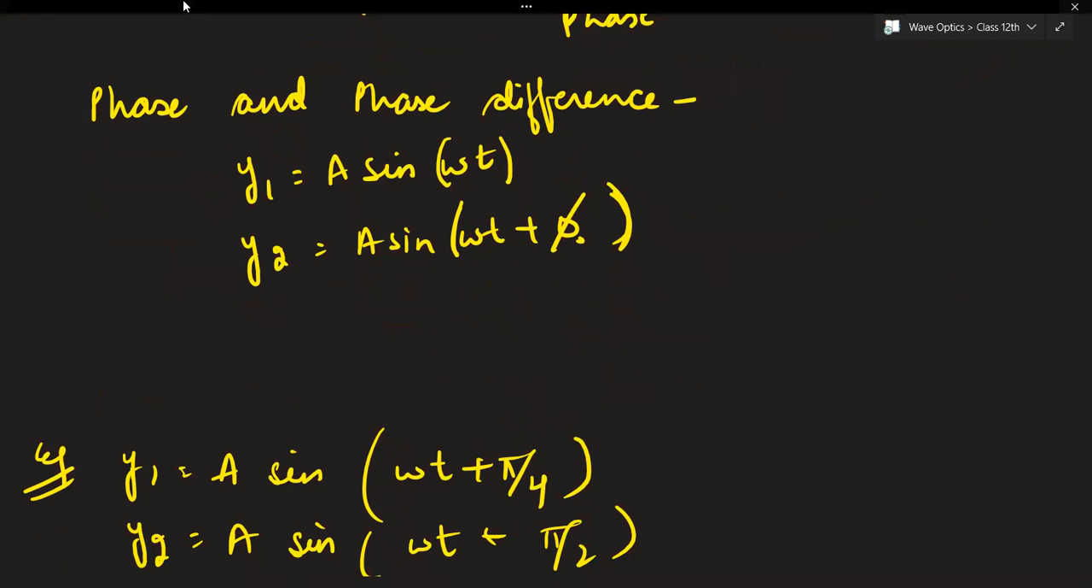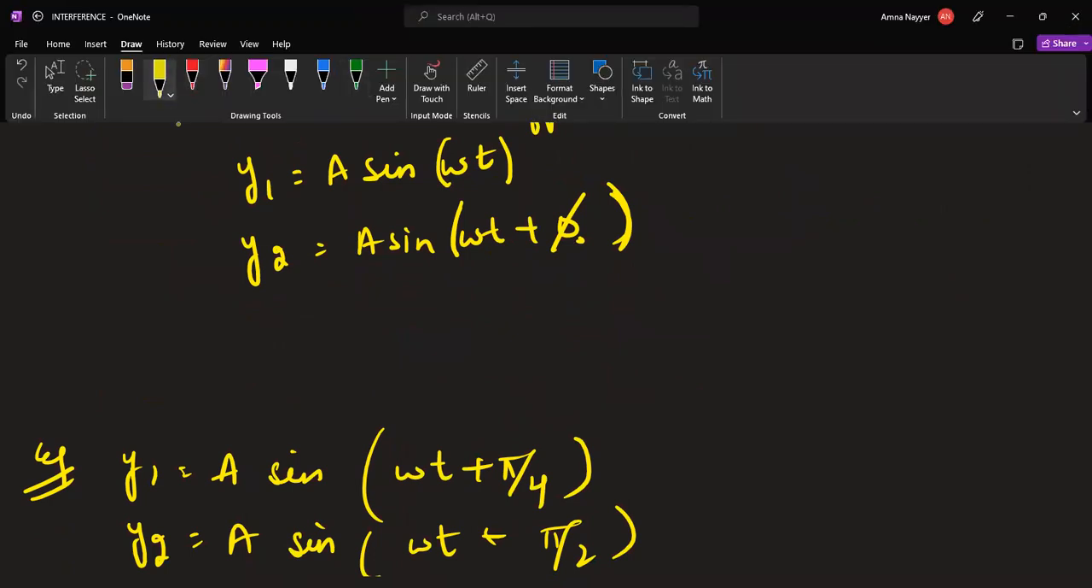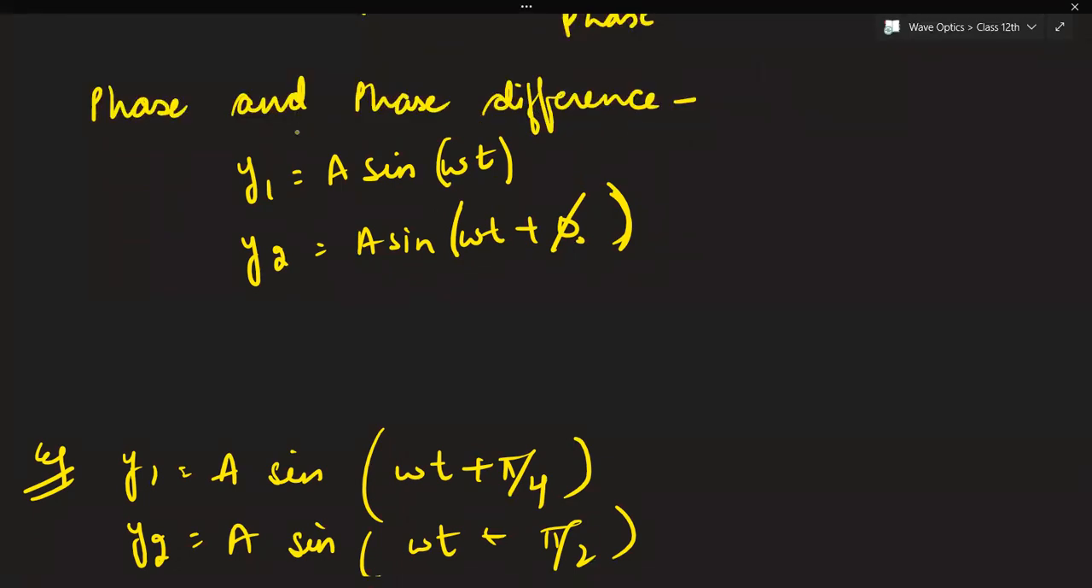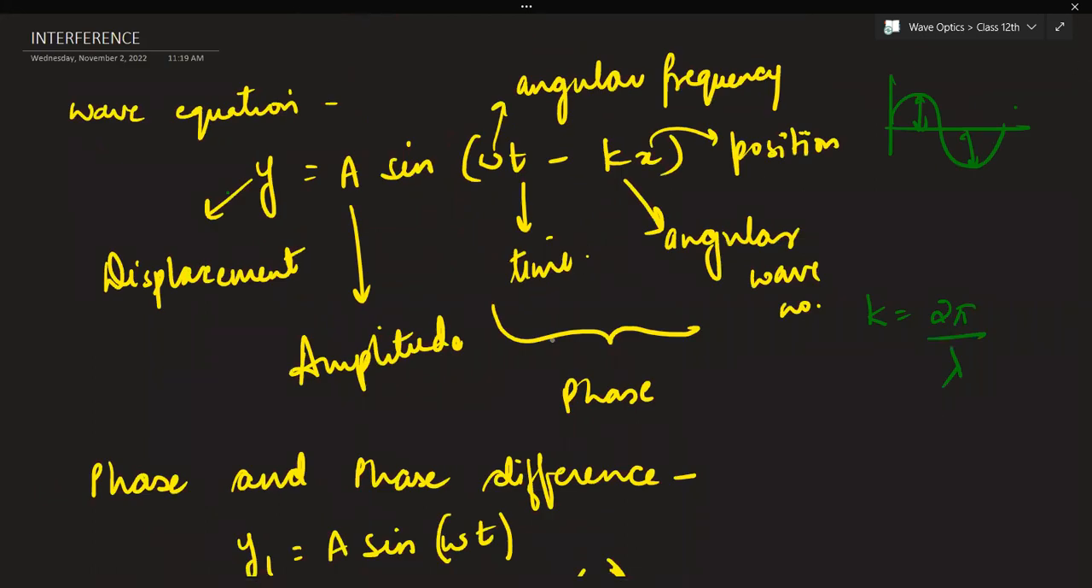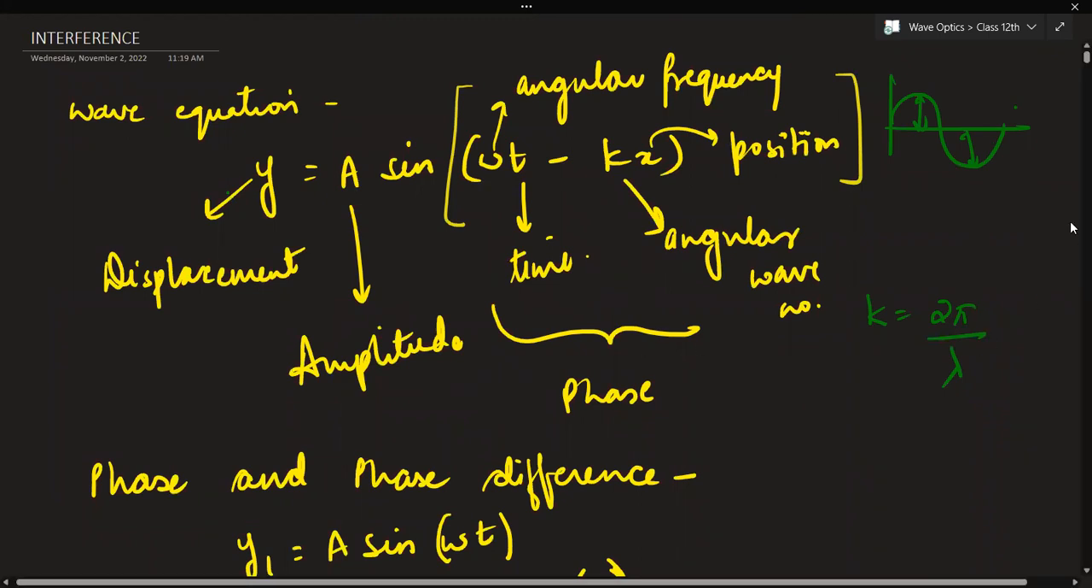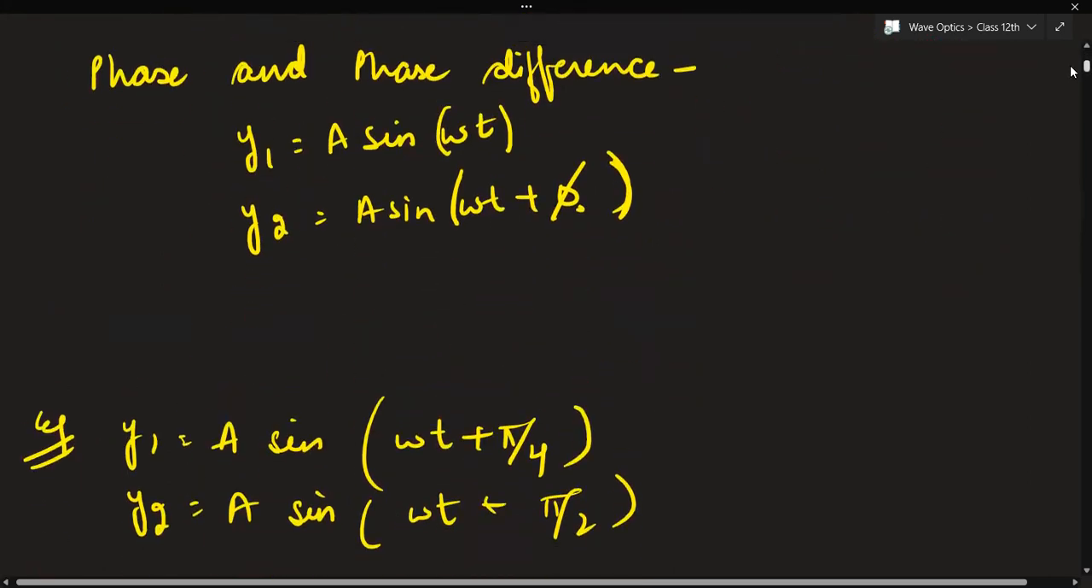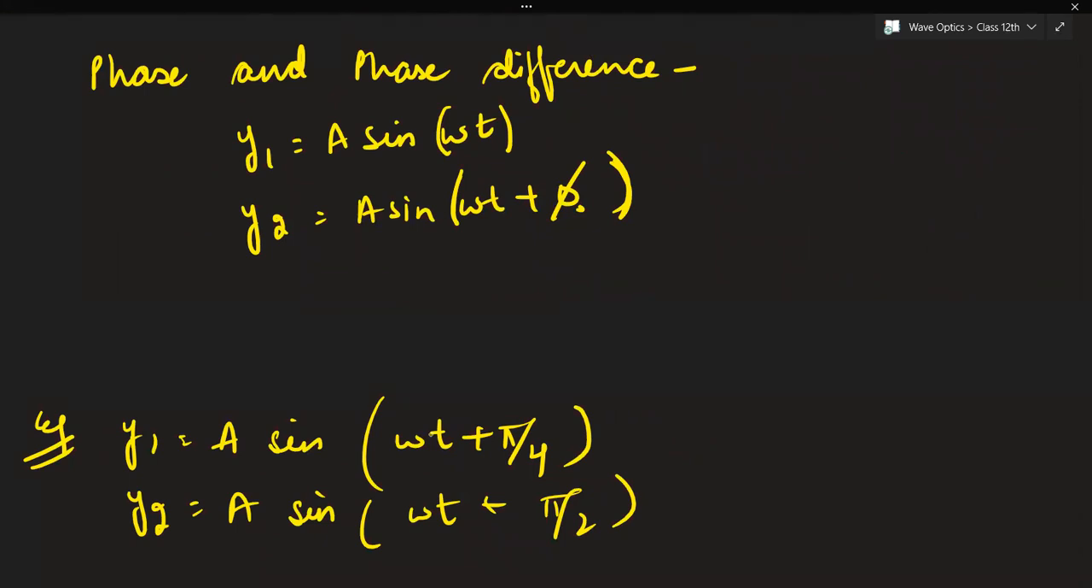Now there are some terms you have to understand, like phase and phase difference. What is meant by phase and what is meant by phase difference? This entire angle that is present is known as phase. Whatever you write within the bracket, sine of anything or cos of anything, that you call phase. But what is the phase difference? Difference is subtraction, basically the difference of two things.